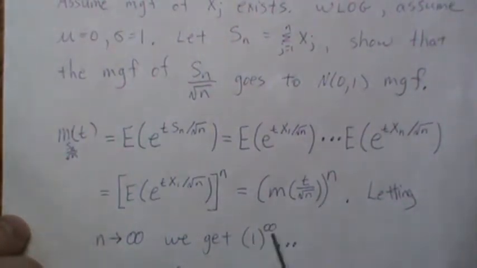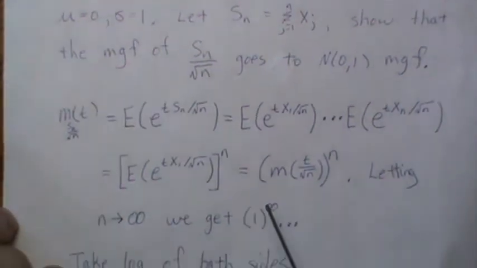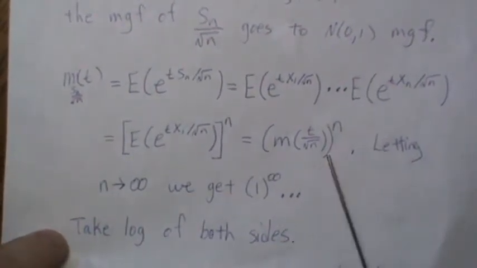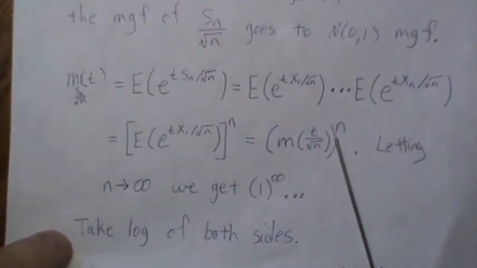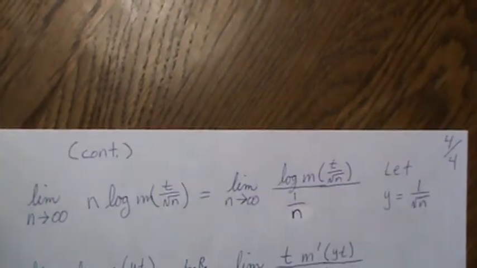So that's where we get the 1, and this is infinity. So it's sort of an undefined limit. We can't make a conclusion. So let's take the log of both sides of this piece here. And so if we take the log of this, we can bring that n out front and maybe do something with that. And that's what we're going to look at.